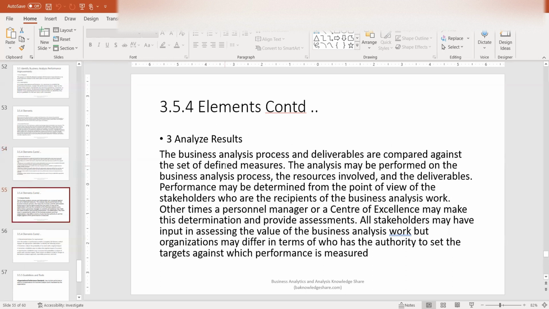The third part of it is analyze results. The business analysis process and deliverables are compared against a set of defined measures. The analysis may be performed on the business analysis process, the resources involved, and the deliverables produced. Performance may be determined from the point of view of the stakeholders who are the recipients of the business analysis work. Other times, a personnel manager or center of excellence may make this determination and provide assessment. All stakeholders may have input in assessing the values of the business analysis work, but organizations may differ in terms of who has the authority to set the targets against which performance is measured.